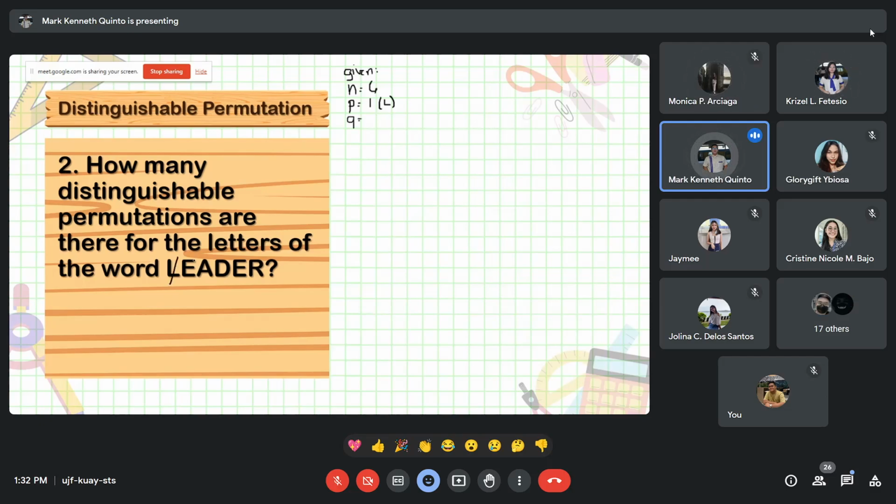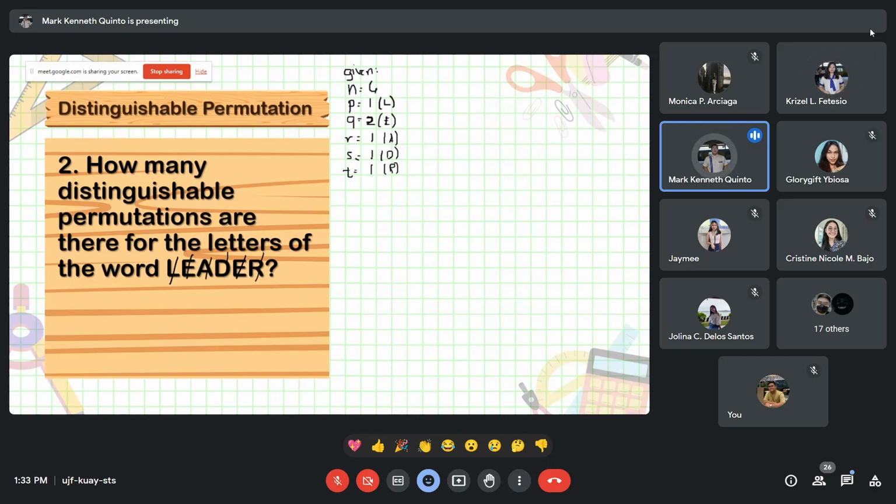For Q, we have 2 because we have two letter E's. Next, for R, we have 1 because we have one letter A in the word leader. And for S, we have 1, that is the letter D. So we have 1, and R, S, T. For T, we extend again because there is still one remaining letter, which is 1 for the letter R. Is it clear?